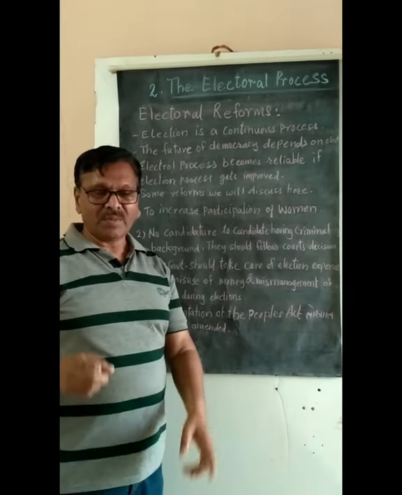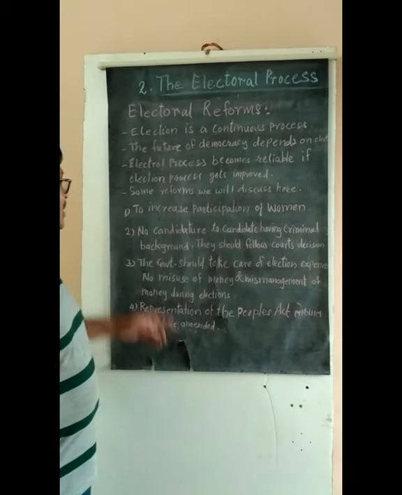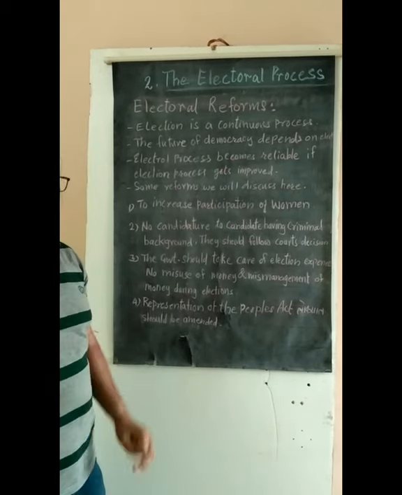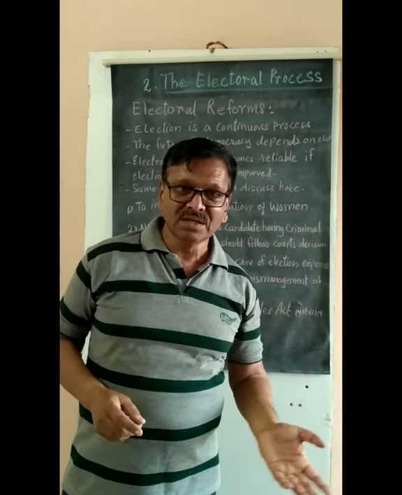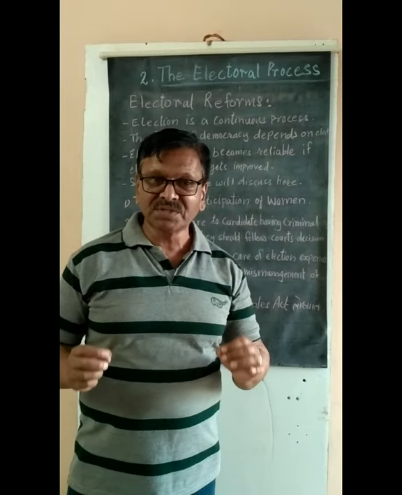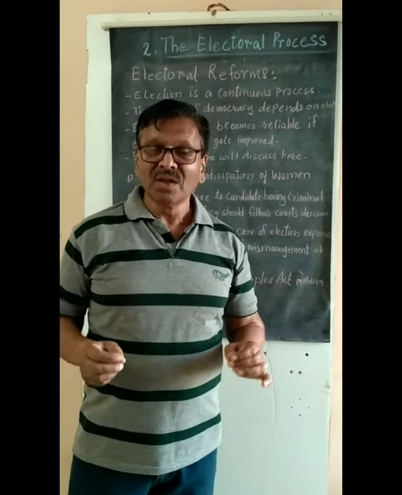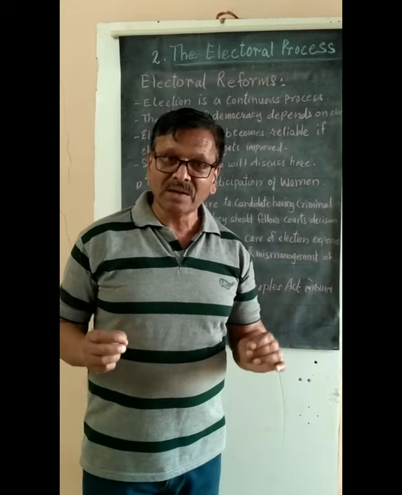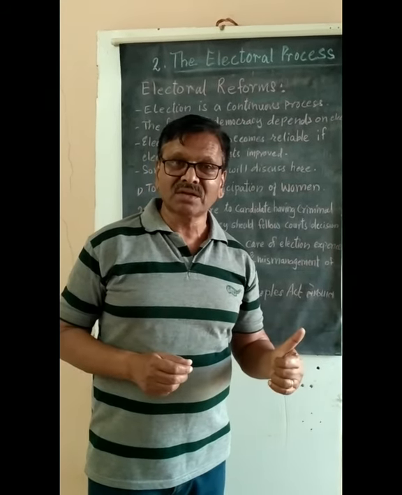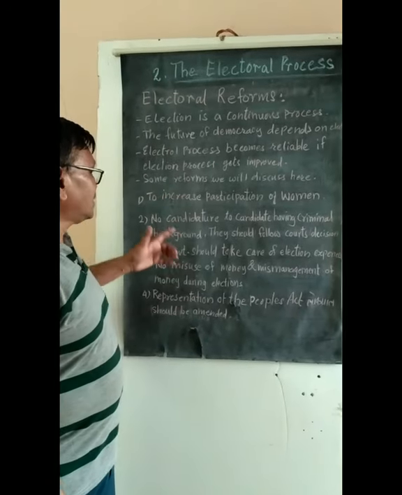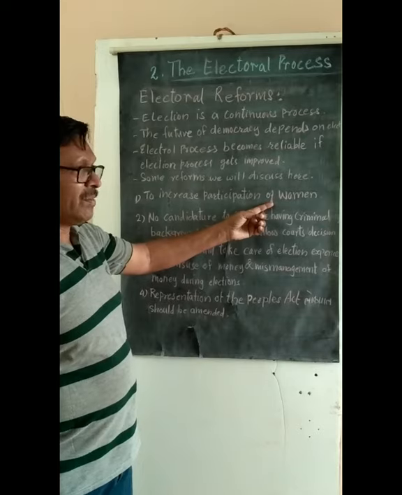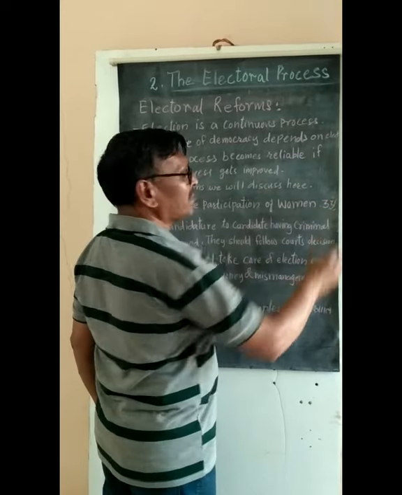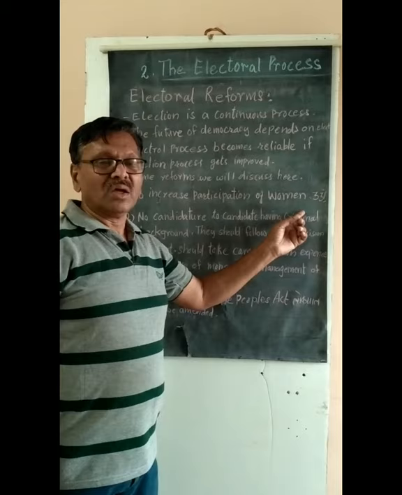So the first reform which we are going to discuss is to increase the participation of women in the legislature. Last time in the previous lesson we had discussed that 33% of seats are kept reserved for women. That is only for local self-governing bodies, not at parliament, not even in the state election. So here the suggestion is that to increase participation of women, it should be 33% in the Lok Sabha and Vidhan Sabha elections.